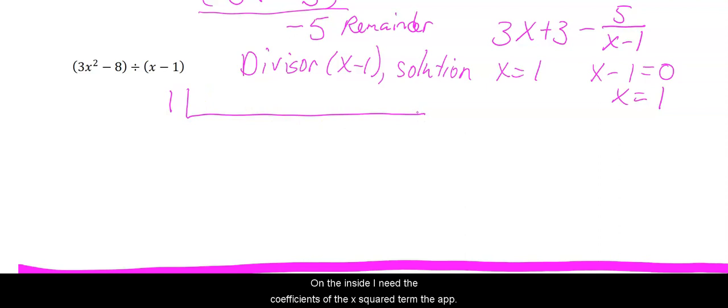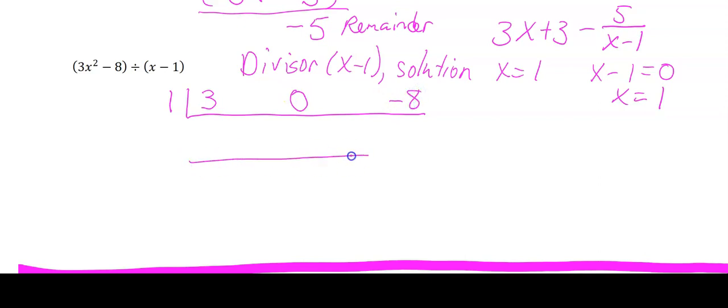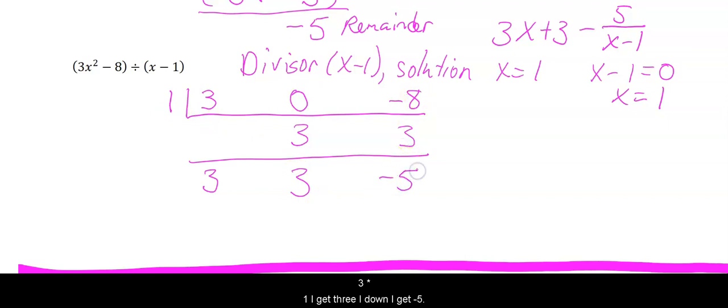On the inside, I need the coefficients of the x squared term, the x term, and the constant. The coefficient of the x squared term is 3, but I do not have an x term, so I must fill that in with a 0. The constant is -8. Draw your second horizontal line and follow the process. Adding in a column, the 3 drops through. Multiply diagonally to the left, I get 3. Add down, I get 3. 3 times 1, I get 3. Add down, I get -5.